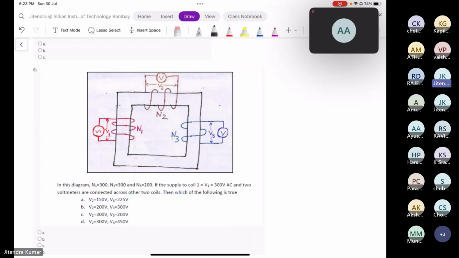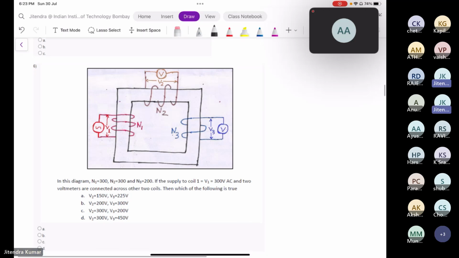Okay. So in the sixth problem, we are given a core with three coils, and the three coils have their own different number of turns. In the first coil, the voltage is given as 300 volt, V1 is equal to 300 volt AC, and two voltmeters are connected across the other two coils. Here you need to identify the voltage values.